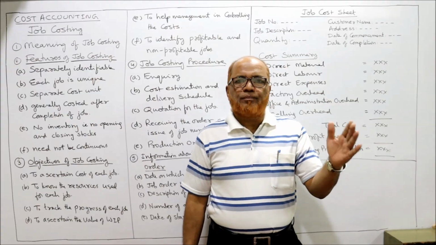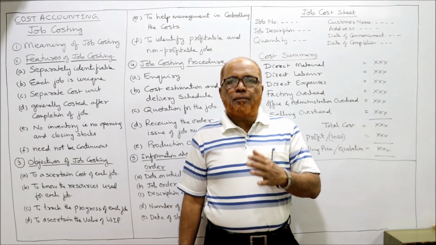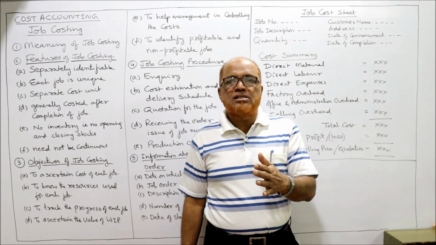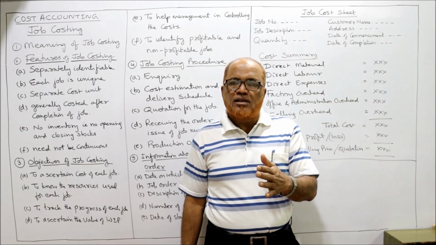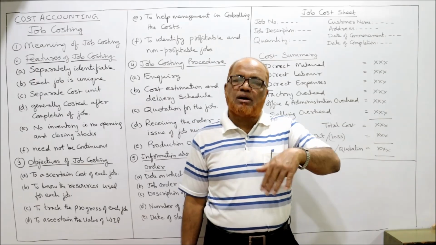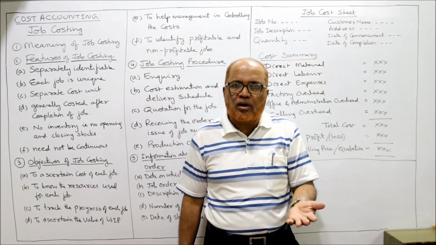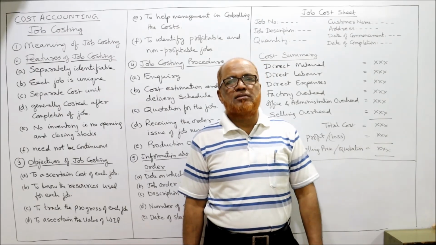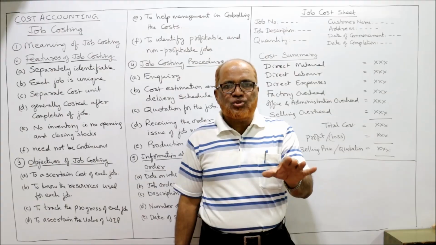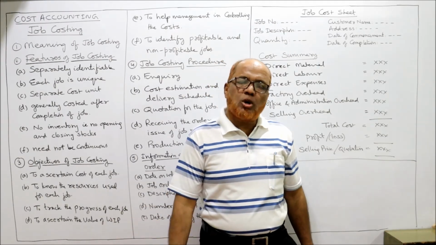The production need not be continuous. The production depends on the orders received from the customers. Sometimes more orders may be received, sometimes fewer orders, sometimes no orders at all. So it is not continuous. So in this type of industries, we apply job costing.